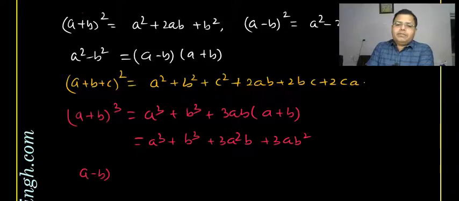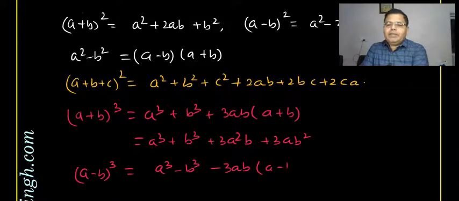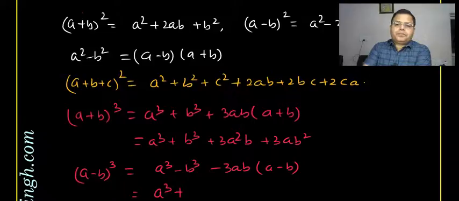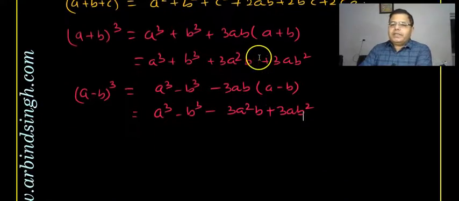Similarly, (a minus b) whole cube is a cube minus b cube minus 3ab(a minus b), and that can further be written as a cube minus b cube minus 3a square b plus 3ab square. So that is the way in which you can deal with it.